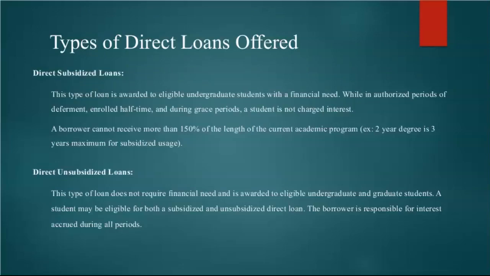The 2 main types of loans that we offer are the direct subsidized, also referred to as a DSL loan, and a direct unsubsidized loan, also referred to as a DUSL loan. The direct subsidized loan is awarded to eligible undergraduate students with a financial need, whereas a direct unsubsidized loan does not require a financial need. While in authorized periods of deferment, enrolled at least half-time, and during grace periods, a student is not charged interest on a direct subsidized loan. However, the borrower is responsible for interest accrued during all periods when borrowing a direct unsubsidized loan.